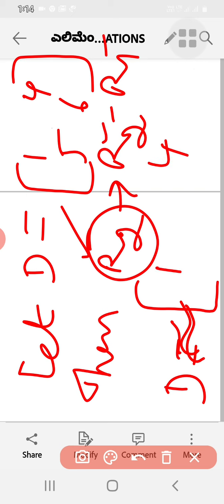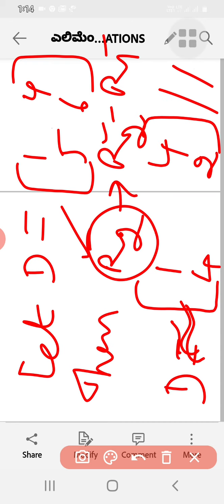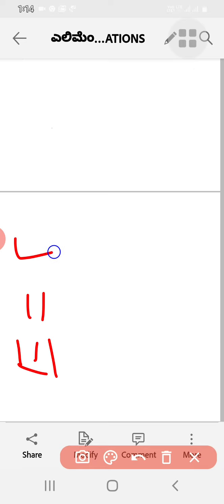So R2: 5 minus 1 is 4, then 6 minus 4, that is R2 minus R1, is 2. So this matrix will be D is equal to 1 4 4 2. Okay, in this way you can take your own examples here. Then let us consider another example.